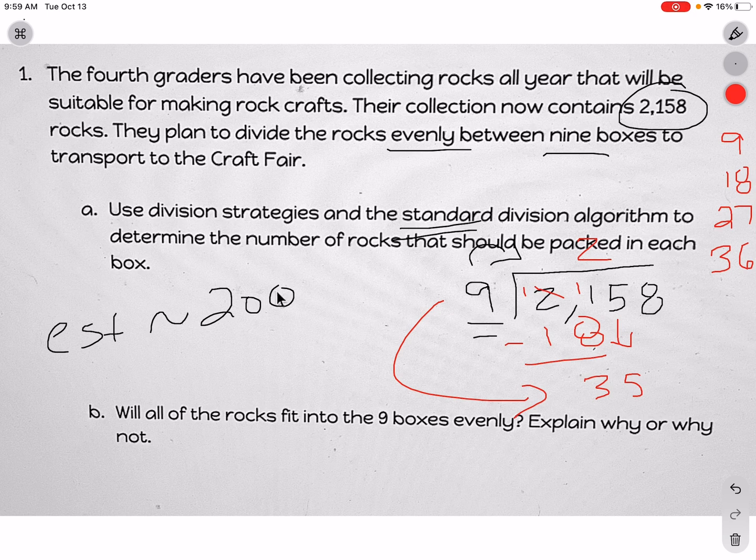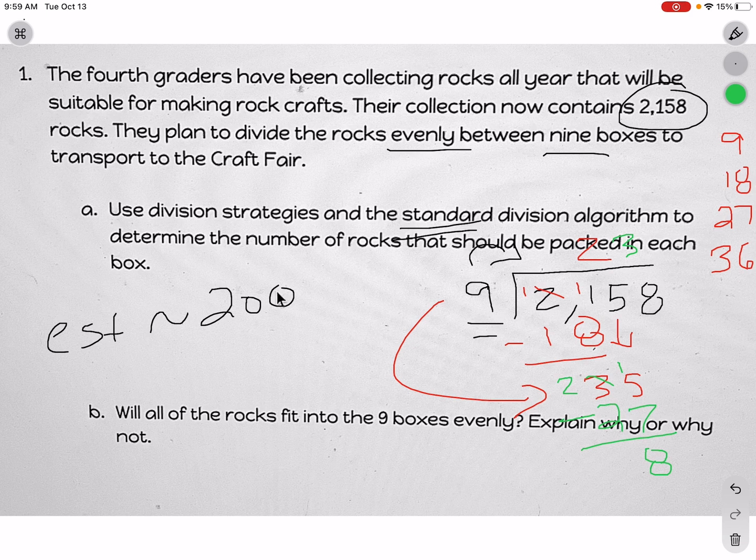So I'm going to do a different color here. We're going to have to put a 3 above the 5 here. And 3 times 9, we're going to subtract 27. Okay, so let's just do our algorithm. 15 minus 7 is 8. And 2 minus 2 is 0. So we are left with 8.